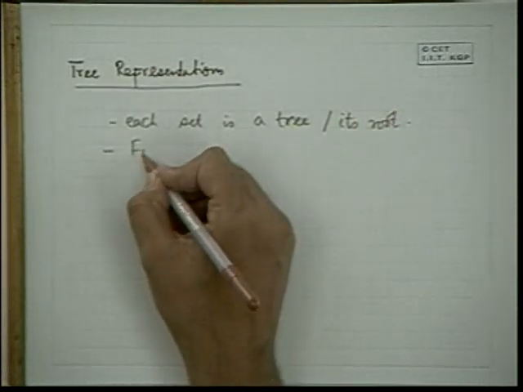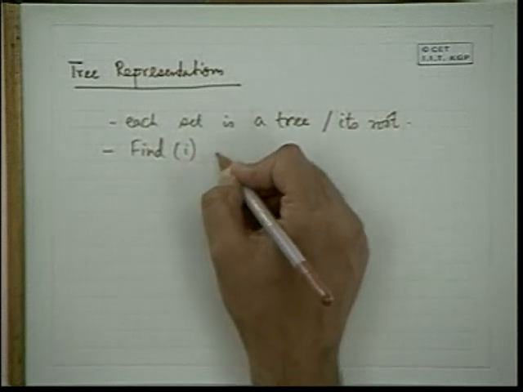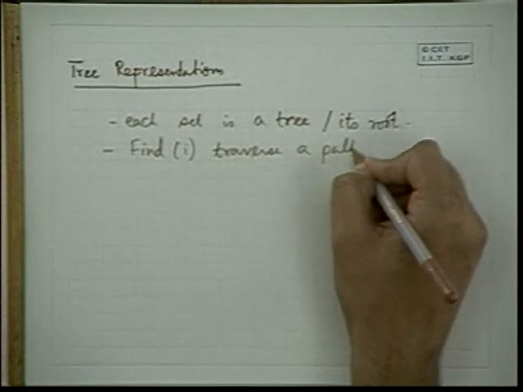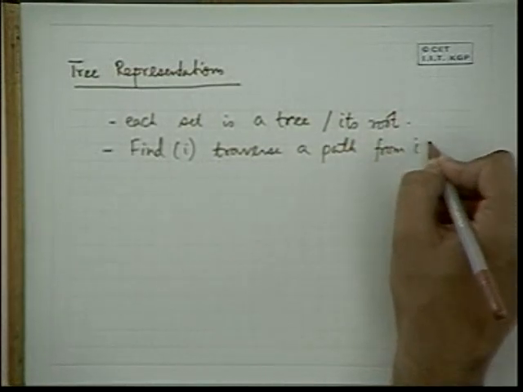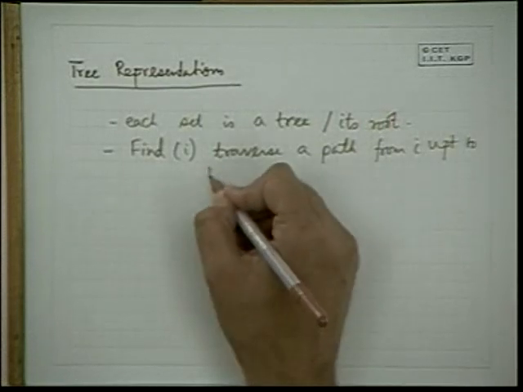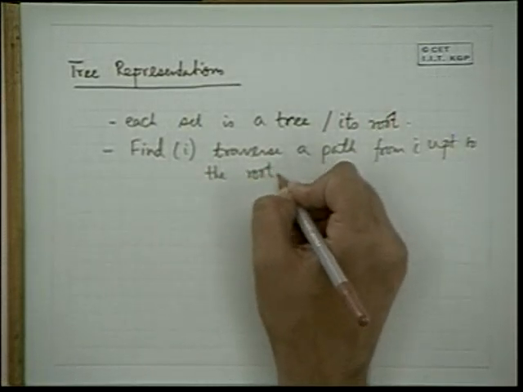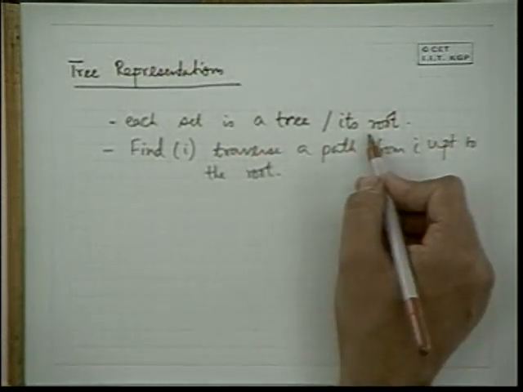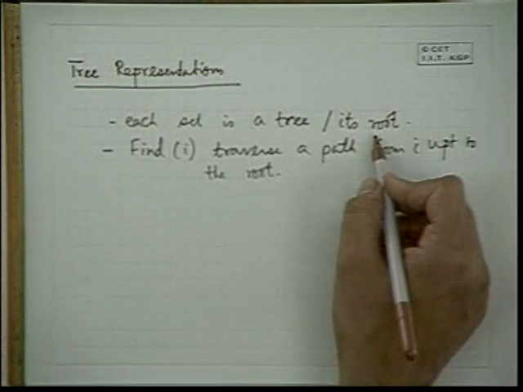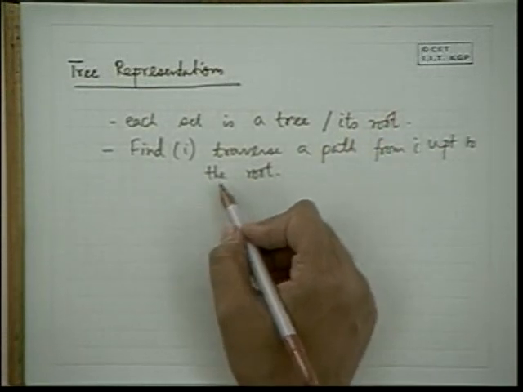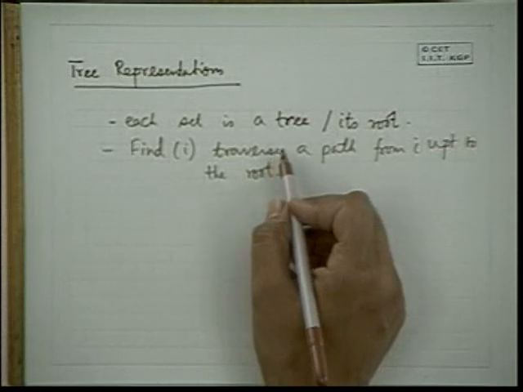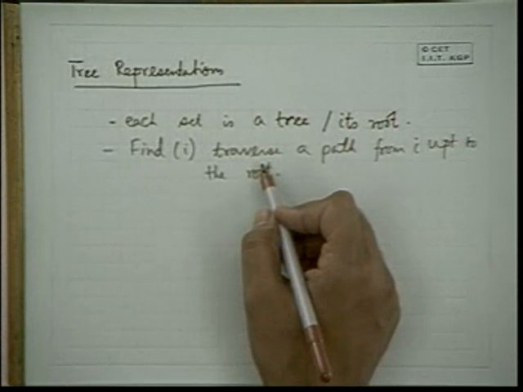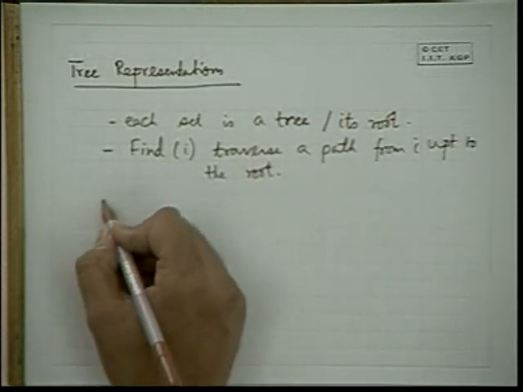Second, find I will do what now? Find I will traverse a path from I up to the root to find the name of the set, because each set is represented with a tree and its root contains the name of the set. So suppose find I comes, from I we go traversing up the tree till we reach the root, and at that time we find the name of the set and we return that name. That is a find I operation.